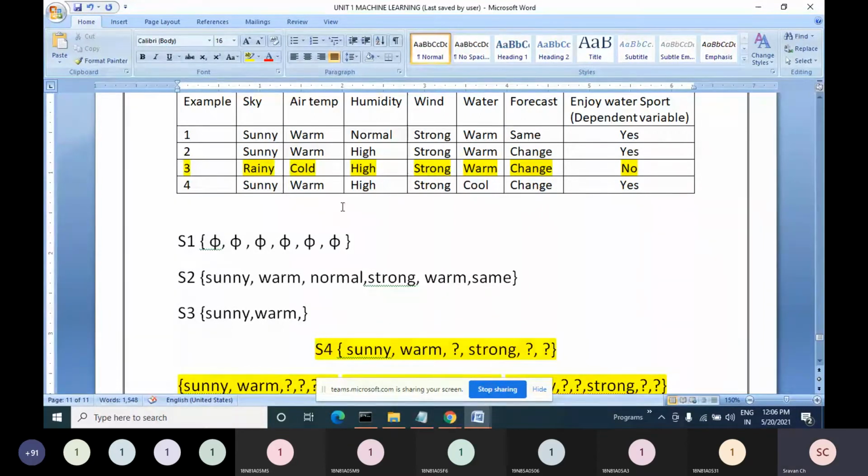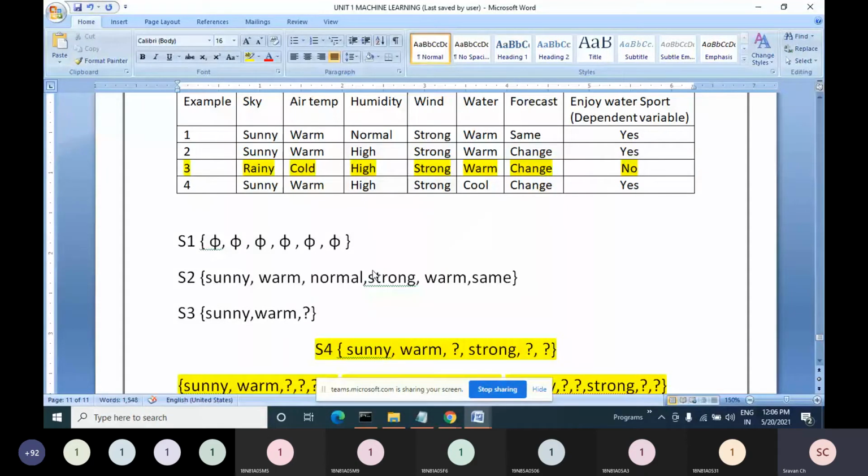Then what is the value of third parameter? High. What is the value in my most specific hypothesis? Normal. Is it matching? No. If there is a match, as it is, you will write. If there is no match, then put a question mark. The rules which we are applying for updating most specific hypothesis are different, and the rules which we are applying for updating most generic hypothesis are different. So procedure to update S value is different. Procedure to update G value will be different, my dear friends.